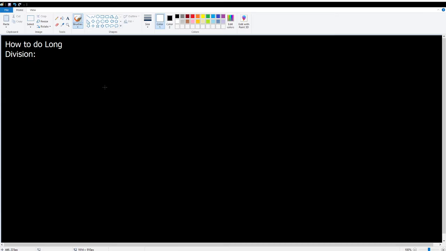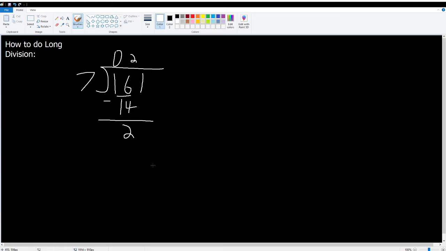Let's do 161 divided by 7. So once again, look at the first digit. 7 goes into 1 0 times. 7 goes in 16, right? 2 times. So we do 16 minus 14. 2 times 7 is 14. Get a difference of 2.